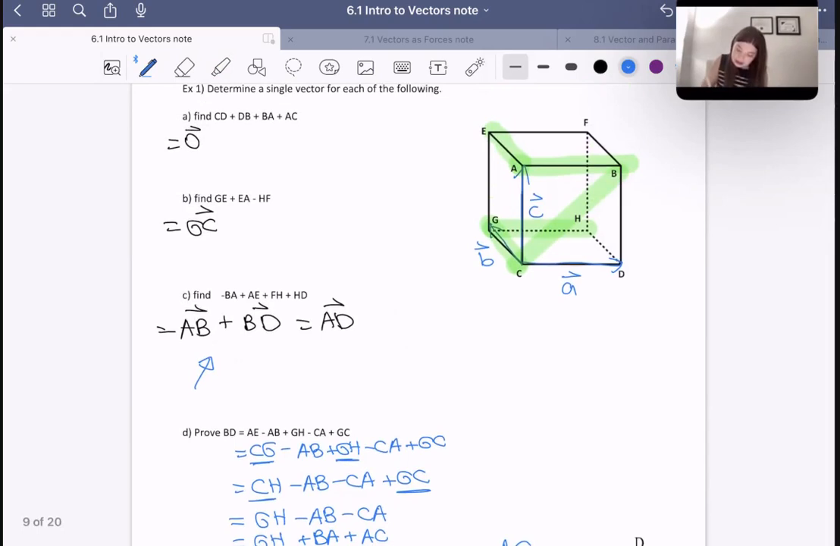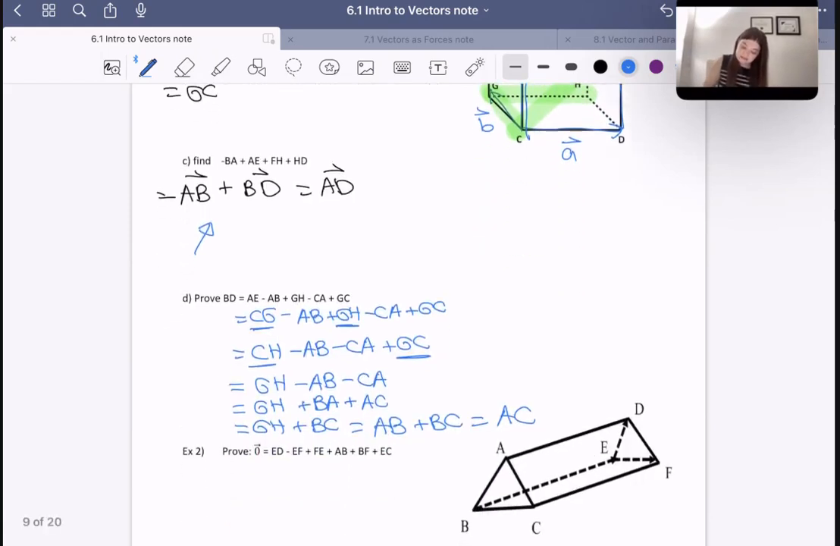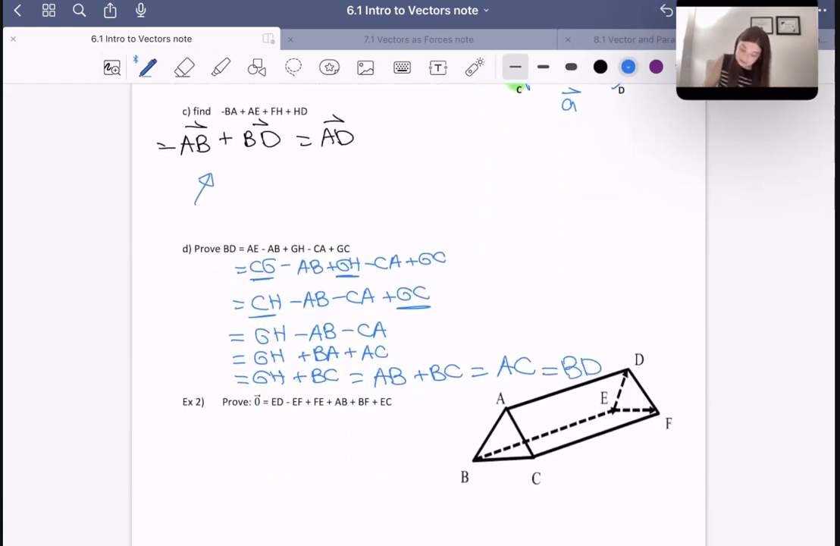And AC is this one, right? This is from here to here. That is the same as BD. So we have proven now that it's the same.